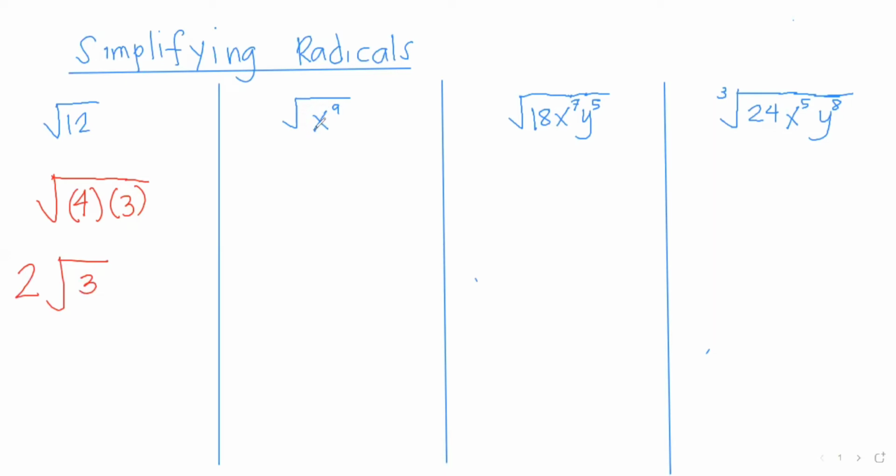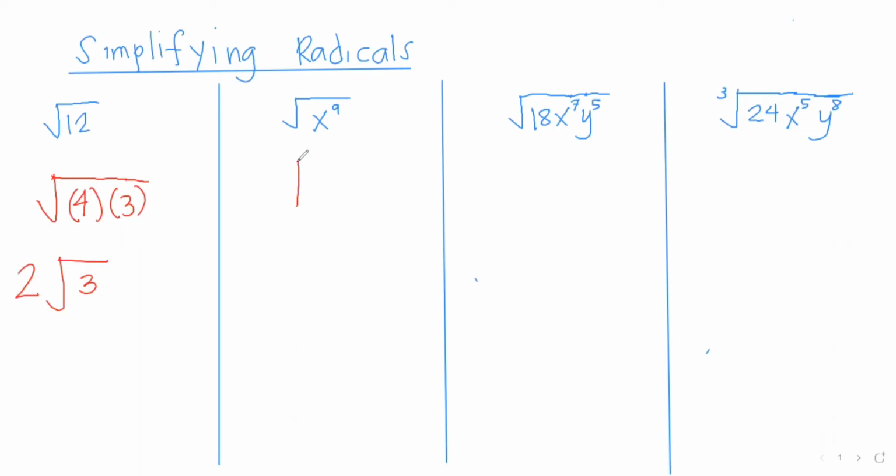How about this? Square root of x to the power of 9. You have to understand that if the radicand, meaning the expression inside the radical sign, is expressed in exponents, you have to make sure that the exponent is divisible by the index. And the index in this case is 2.